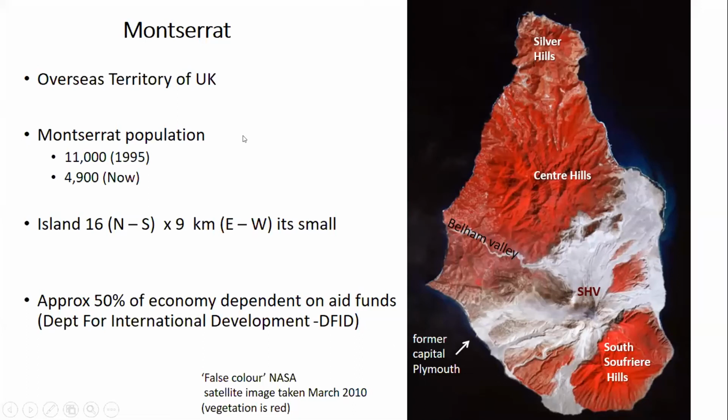So in terms of the island itself and the people that lived there prior to the eruption, there was a population of 11,000, and now it's around about 5,000 people that live there. The capital, interestingly called Plymouth, which is just here on the western side, was pretty much completely destroyed, and people had to move to the northern part of the island.